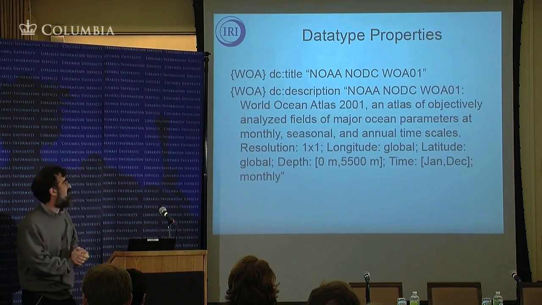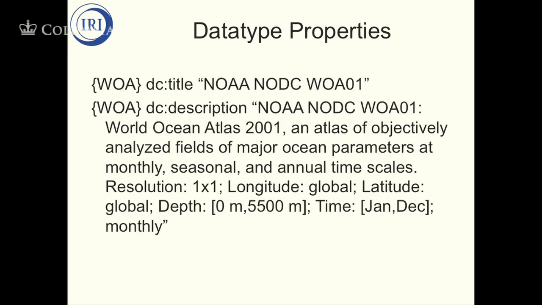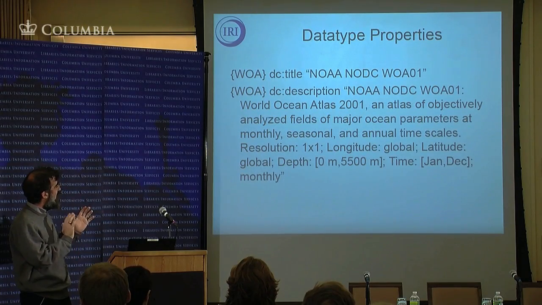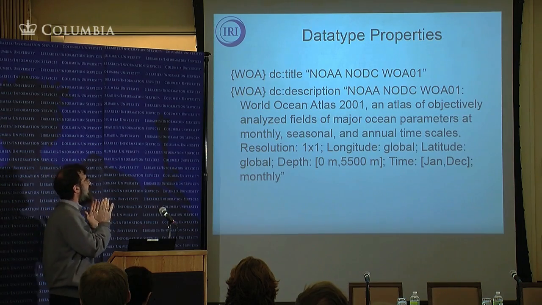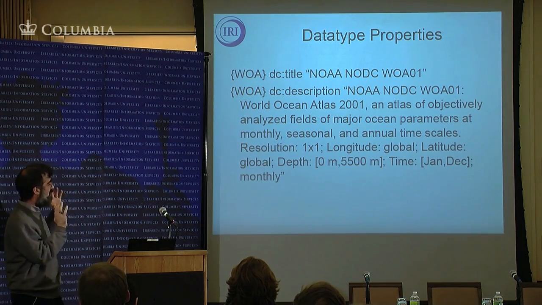So here's an example. This is a data example. I have a data set, which happens to be the World Ocean Atlas, 2001. And here's some data type property descriptions of this ocean atlas. So I have a Dublin Core title. The DC is the Dublin Core namespace. So Dublin Core title, and it's NOAA NODC WOA01. And the Dublin Core description. And again, it's a text field that describes this particular data set. Those are examples of data type properties. Those are the triples that we're talking about.